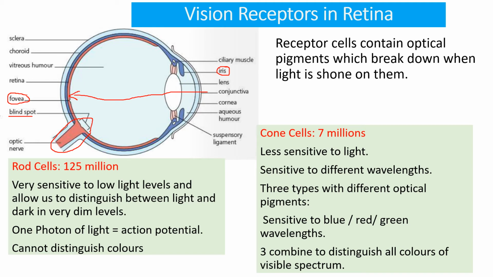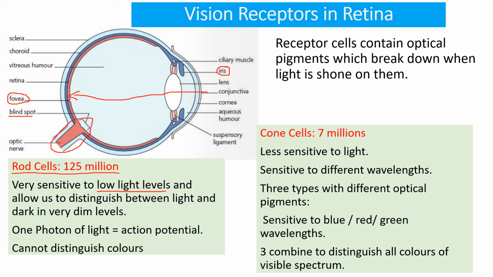Now, there are two types of cells that we need to know about. There are rod cells and cone cells. If we start first of all with the rod cells, there are about 125 million rod cells in your eyes, and these are very, very sensitive to low levels of light. So they're very useful for us to distinguish between light and dark levels, and very dim levels. One photon of light can cause an action potential, a nerve impulse, in rod cells. But because they're so sensitive to light levels, they're not very good at sensing different colours.